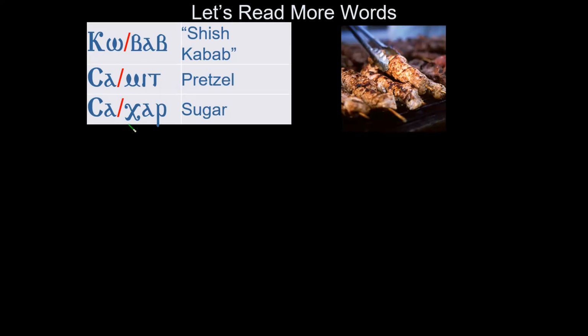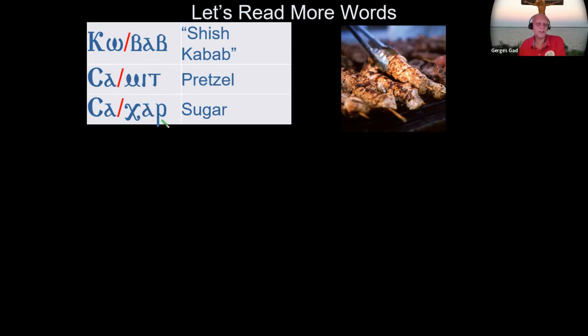Sakar, this is an R, sakar. Sakar, which is sugar, which is sukkar in Arabic, right? Same word, again, this is a Coptic word, good.